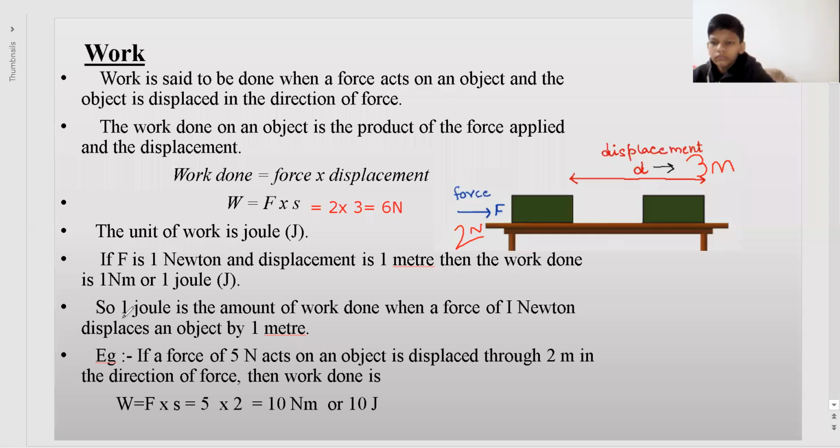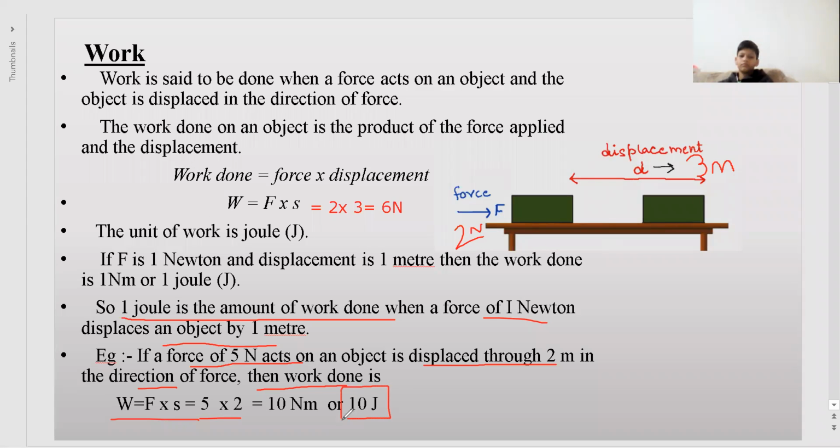So even this is the same thing, that 1 joule is the amount of work done when a force of 1 Newton displaces an object by 1 meter. That's it. Again, an example is given over here: if a force of 5 Newton acts on an object and the object is displaced through 2 meter in the direction of force, then what will be the work done? It's very simple. We just have to use the formula W equals F into S. 5 into 2 will give us 10 joule.